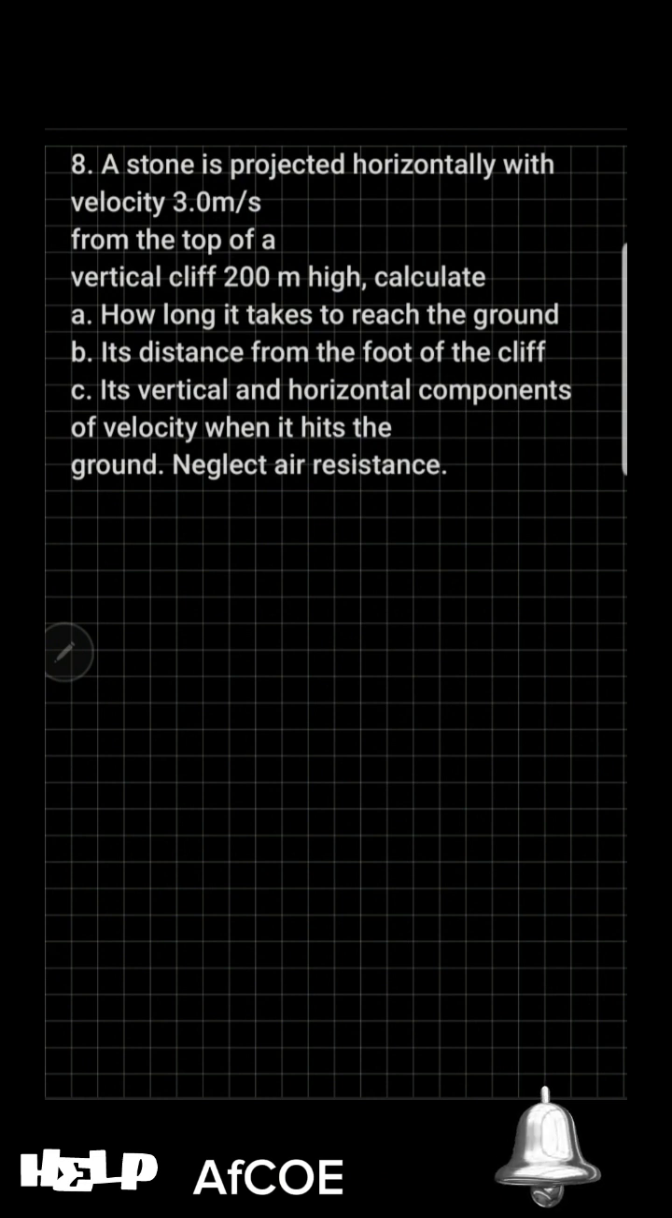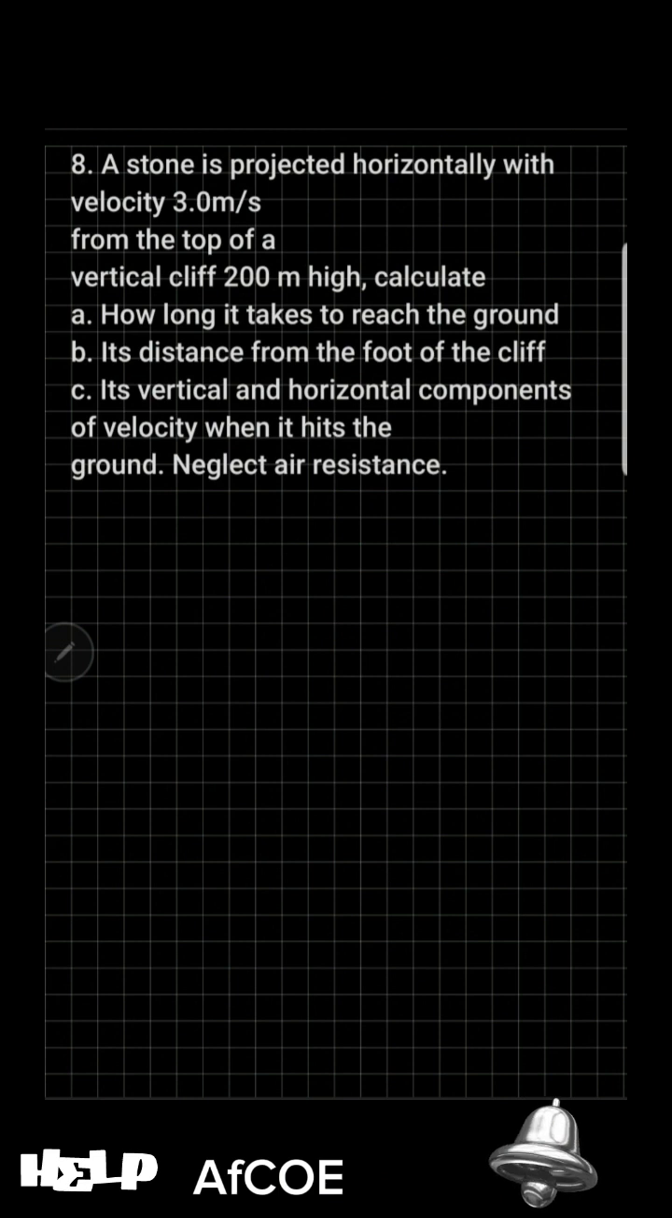This is a question on projectile motion, and it reads: a stone is projected horizontally with velocity 3.0 meters per second from the top of a vertical cliff 200 meters high. Calculate A, how long it takes to reach the ground. B, its distance from the foot of the cliff, to where it hits the ground, which is called the horizontal range. C, its vertical and horizontal components of velocity when it hits the ground, neglecting air resistance.